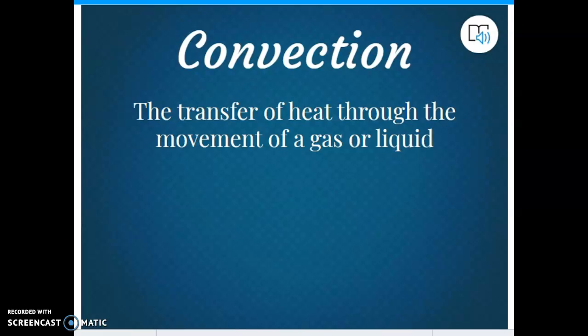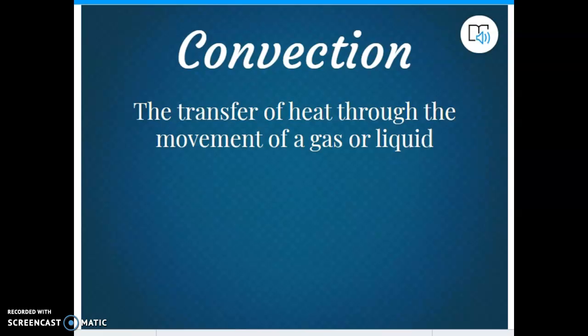Convection. I like this definition better than the other one, I gotta be honest. Convection is the transfer of heat through the movement of a gas or a liquid. You may have a convection oven in your house, and it is a little different than some of the other ovens. In a convection oven, you have hot air that's circulated through the oven. We have those here at school. You can hear them when they open the doors, with the air moving around inside of those. Pretty awesome.